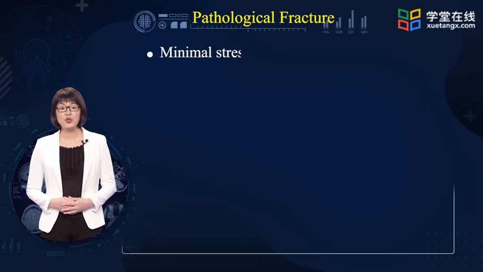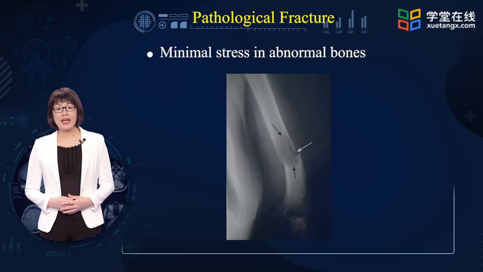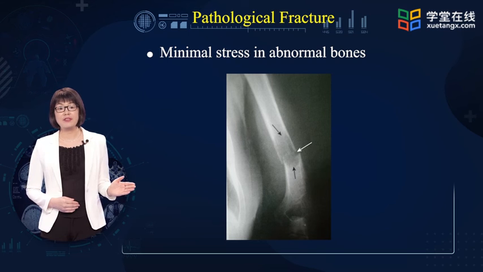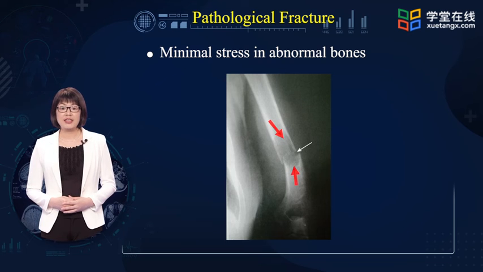Pathological fracture is usually caused by a condition that weakens the bone. In this patient with metastatic renal cell carcinoma to the humerus, there is a geographic lytic lesion seen in the distal humerus, red arrows, through which a transverse fracture occurs, white arrow.